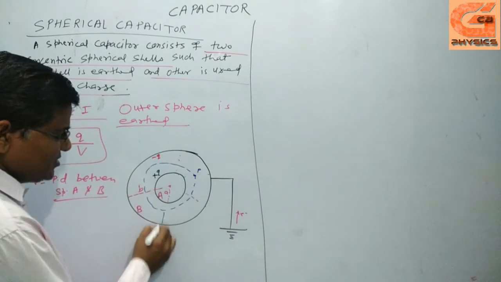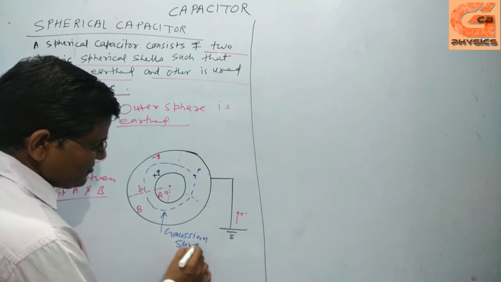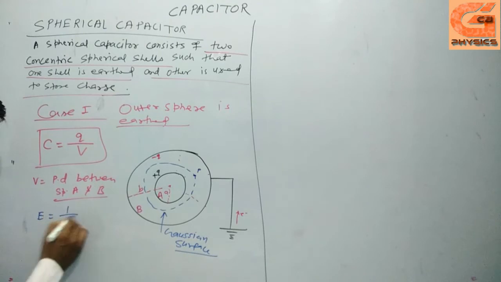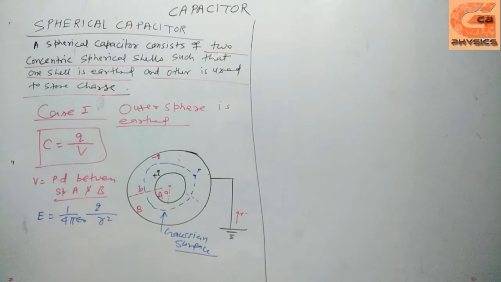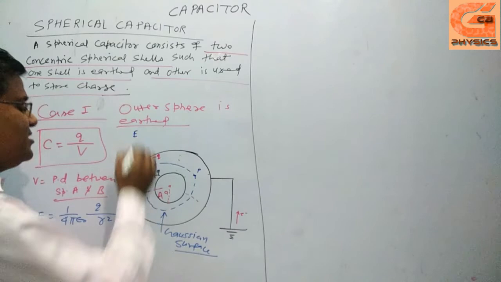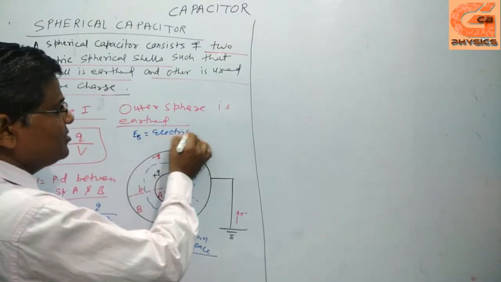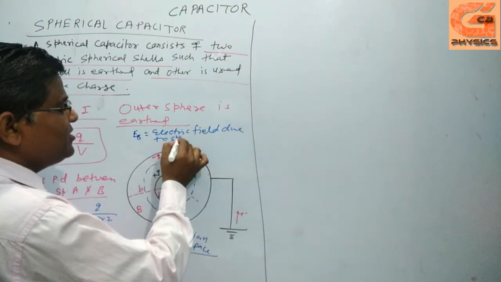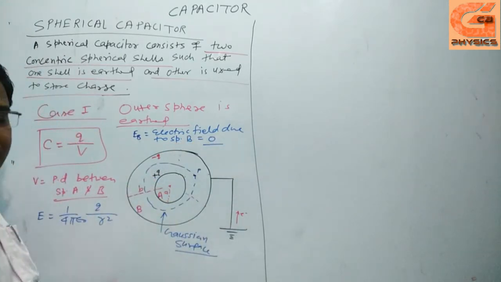This is the Gaussian surface. And the electric field at this point is 1 by 4 pi epsilon naught q by r square, as you know, because the electric field due to sphere B is 0. Why? Inside the sphere, the electric field is 0.